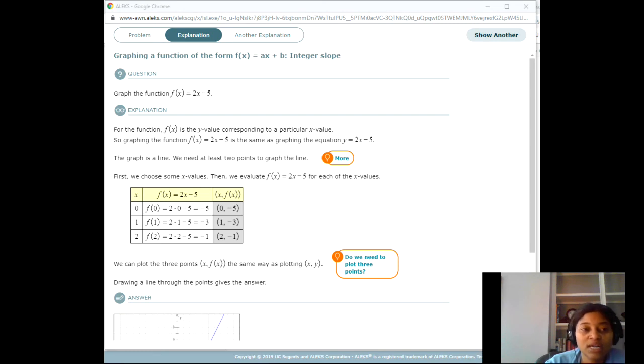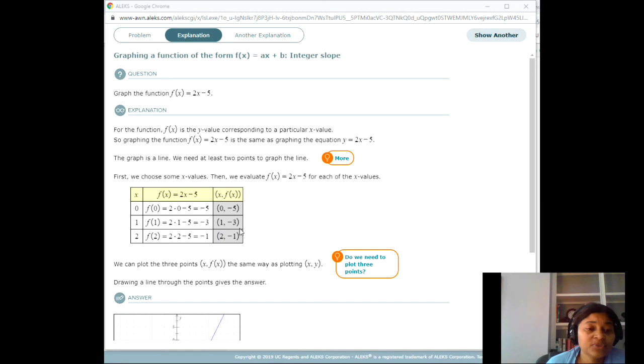So when we work this problem out, you're going to simply say 2 times 0 minus 5. And so they've already worked that out here. And it would be 0, -5 would be the values that you would have there. And then the next number that you will replace the x with will be 1. So you will say 2 times 1 minus 5, and that will give you 1 and -3.